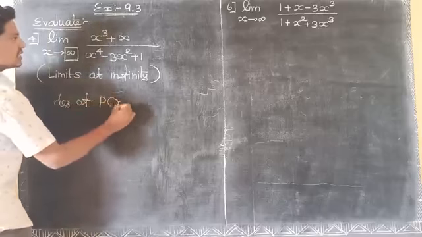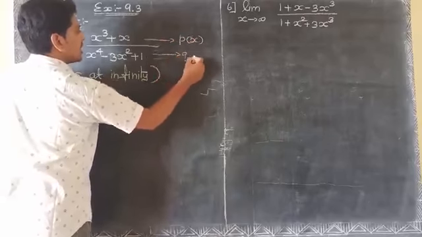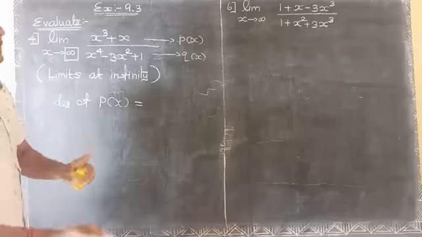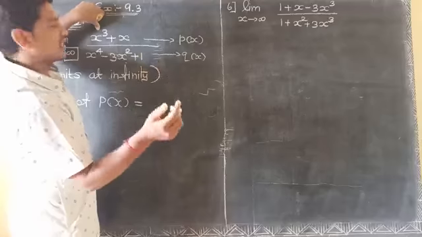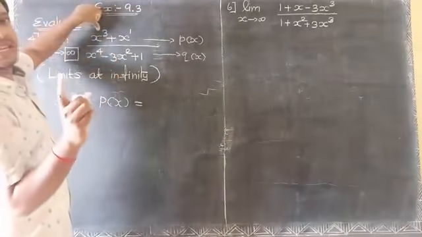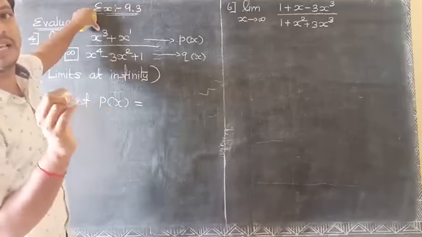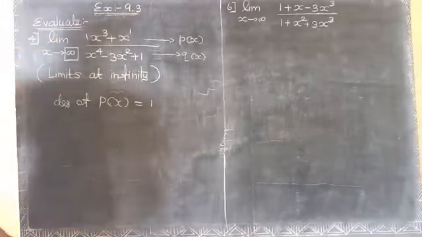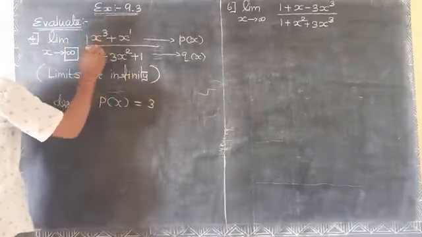Here we use the concept of degree. This is p of x, this is q of x. The degree of p of x is the highest degree, and we also need the coefficient of the highest degree of x in p of x. Here x power 1 and x power 3, the highest degree is x power 3. The coefficient of the highest degree of x in p of x is 1. Sorry, the degree of p of x is 3.